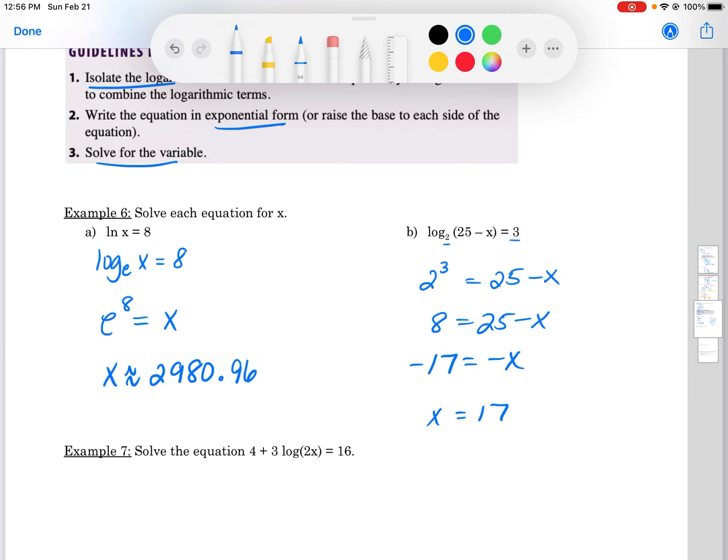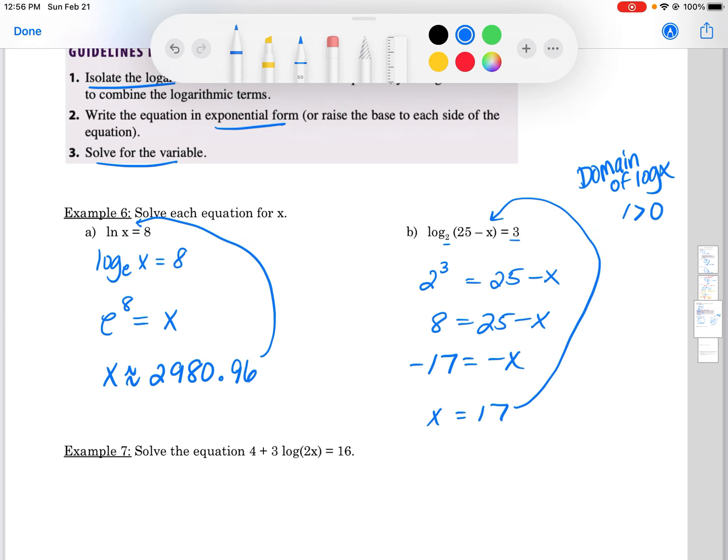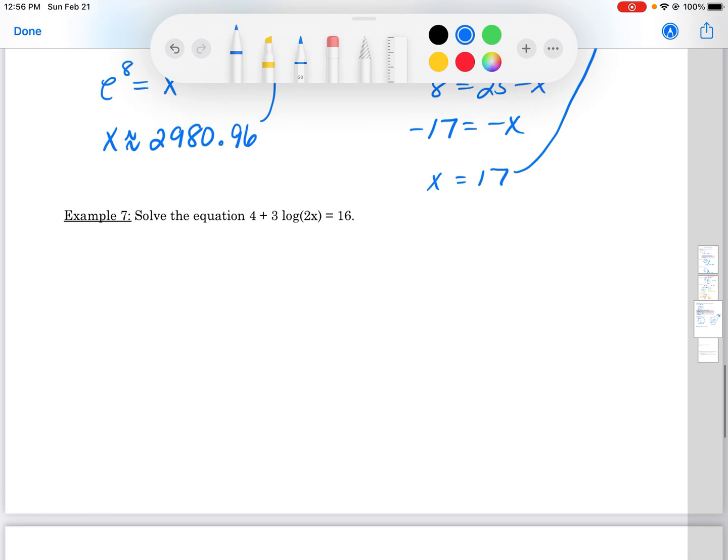One thing with these problems, you do want to double check: does this actually fit the domain? So here, no problem. I can take the natural log of that horrible number. That's not going to be an issue. Here with the 17, 25 minus 17 is going to be a positive number. No problem. I can take log of that. Just remember the domain is that whatever I'm taking the log of has to be greater than 0.